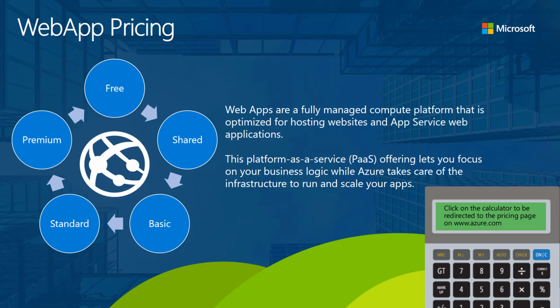Now, free and shared plans are metered on a per app basis rather than a per instance basis, as is the case with basic, standard, and premium. Let's look at these three tiers in more detail. Now, the basic service plan is designed for apps that have lower traffic requirements and do not need more advanced auto scale and traffic manager features. Pricing is based on the size and the number of virtual machine instances that you run. Built-in network load balancing support automatically distributes traffic across the VM instances.